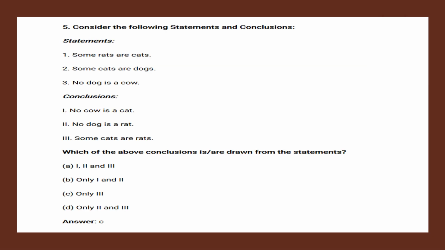Next question 5. Consider the following statements and conclusions. Statements. First: some rats are cats. Second: some cats are dogs. Third: no dog is a cow. Conclusions: no cow is a cat, no dog is a rat, some cats are rats. Which of the above conclusions are drawn from the statements?